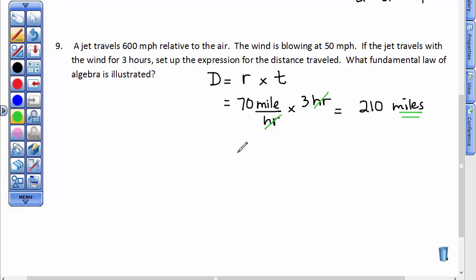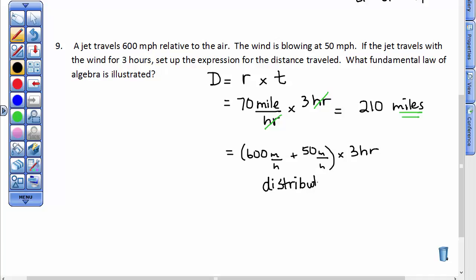Well, my speed for this jet is going to be 600 miles per hour. I'm going to do this just for brevity. And then it's going to get boosted by the wind at 50 miles per hour. And it's going to do this for 3 hours. So really what this problem was looking for you to state is that this is the distributive law.